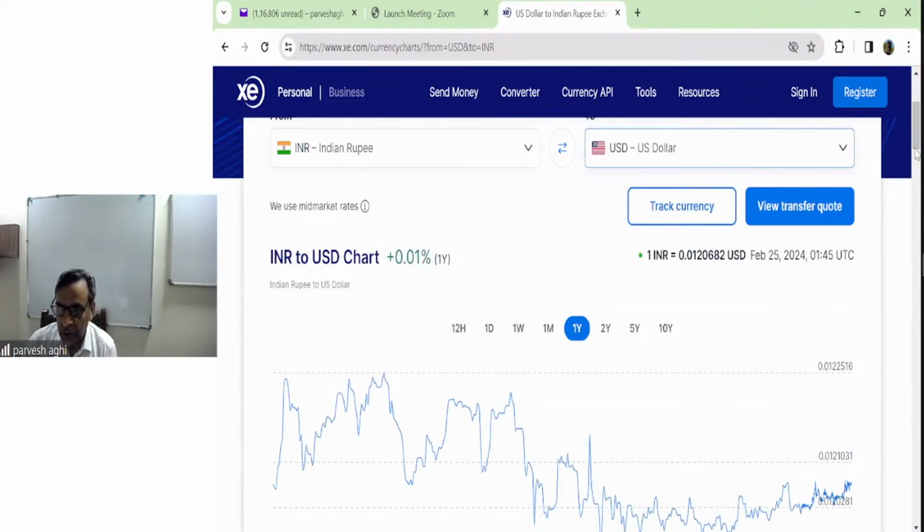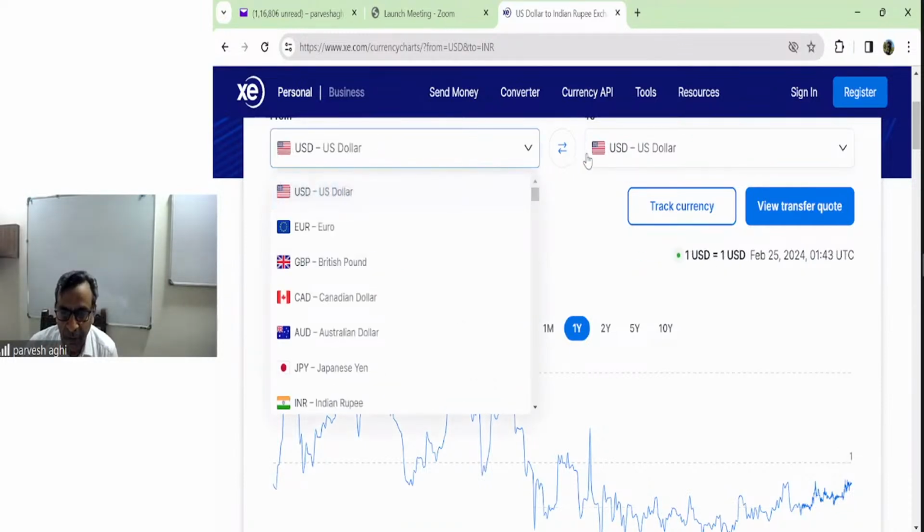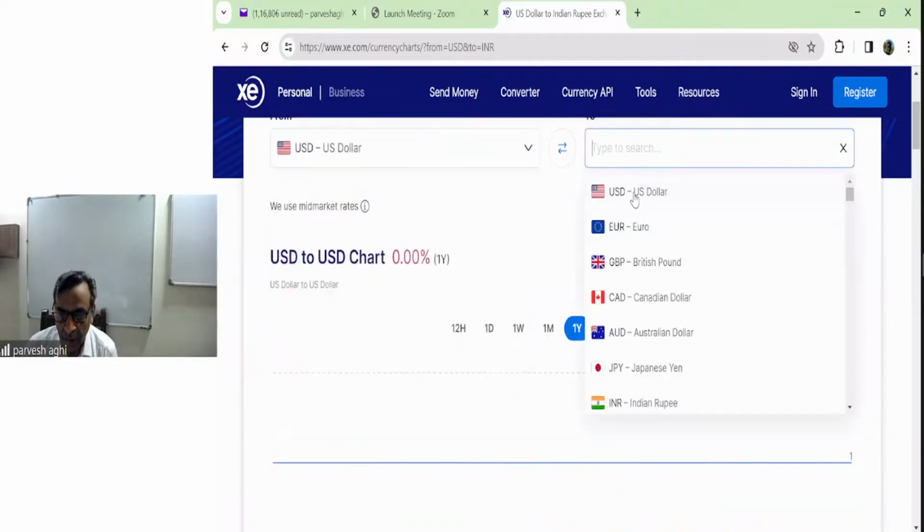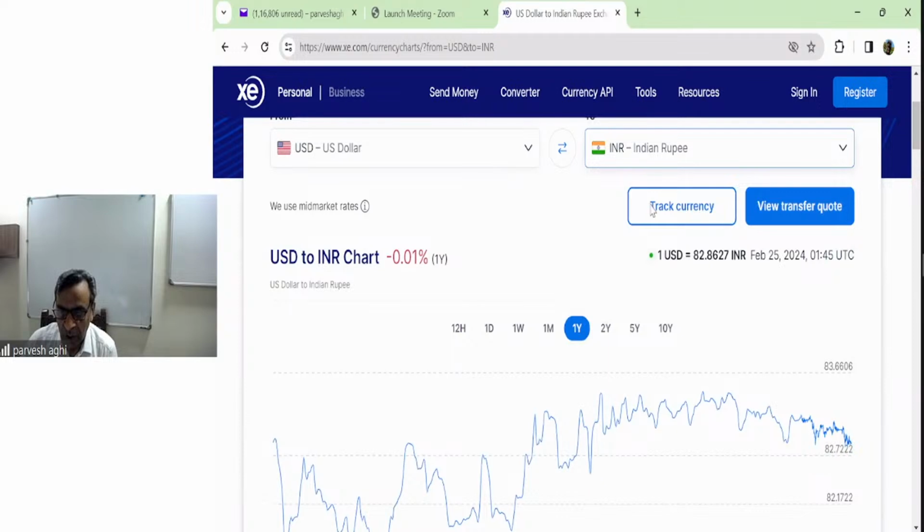So when we look at this quote, we find one INR is equal to so many dollars. Normally, an American will look at this quote. Suppose he's traveling to India and he wants to buy dollars, he will say how many dollars I have to pay per one Indian rupee. But when we are Indian, we will be focusing on the INR rate. So for us, the rate is 82.86.